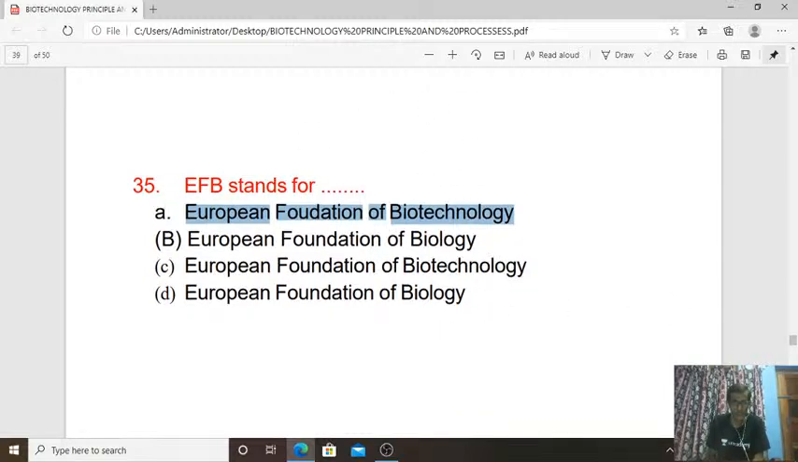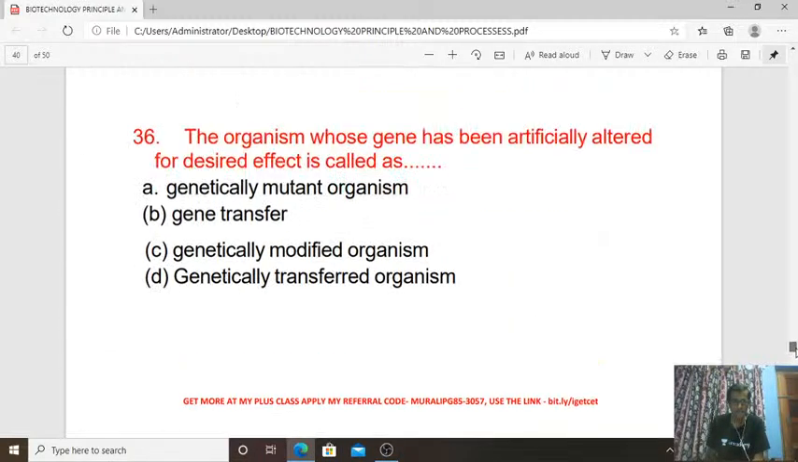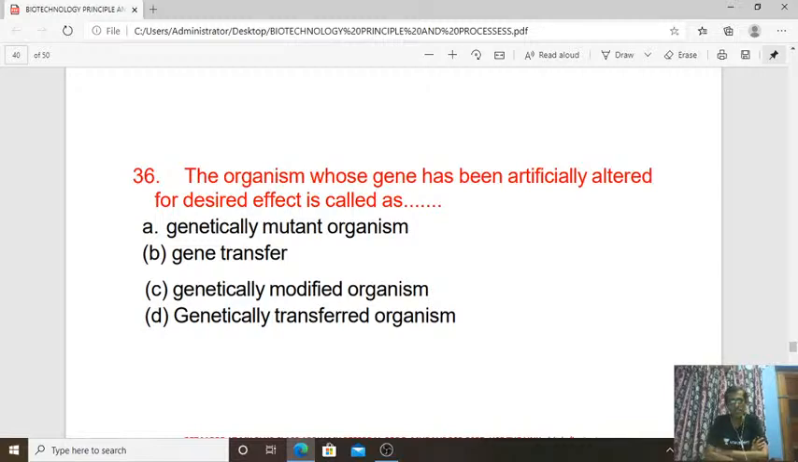Next, question number 36. The organism whose gene has been artificially altered for desired effect is called what? Genetically mutant organism, gene transfer, genetically modified organism, genetically transferred organism. Which is the right answer? It is C, genetically modified organism. GM organisms, GM plants, GM animals are there. From that we are obtaining GM food.